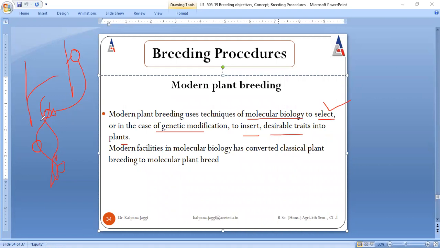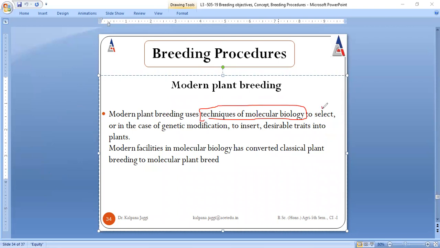Actually, the gene is to be cut from this area, and instead, a new gene is to be inserted. This selection, removal, and insertion is all easy just due to the existence of the branch of biotechnology called molecular biology. So with the help of molecular biology, classical breeding has been converted to molecular plant breeding, right? Here we are introducing the techniques of molecular biology to select the desirable gene, then insert the desirable gene into the plants.